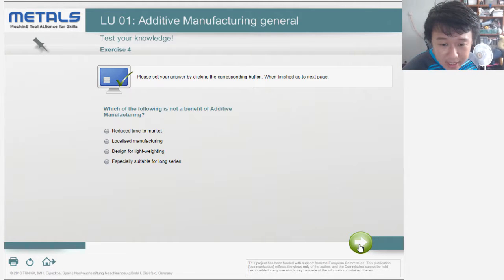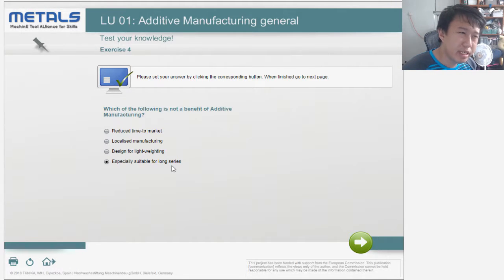Design for lightweighting, yes, additive manufacturing definitely can design for lightweighting because you can create lattice structures. Especially suitable for long series. So this is definitely the disadvantage of additive manufacturing in a certain way, because when you say long series, people generally assume it's mass manufacturing, like your fork and spoon. They are the same design, you make a lot of them at one time. But additive manufacturing is also capable of mass manufacturing of customized parts.